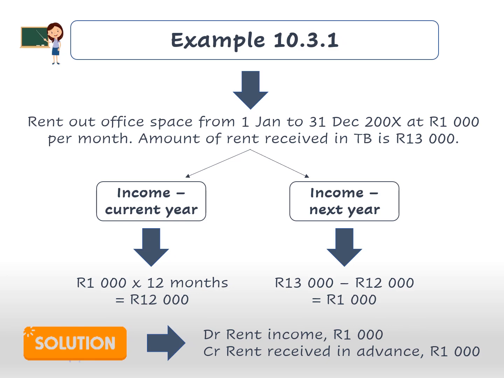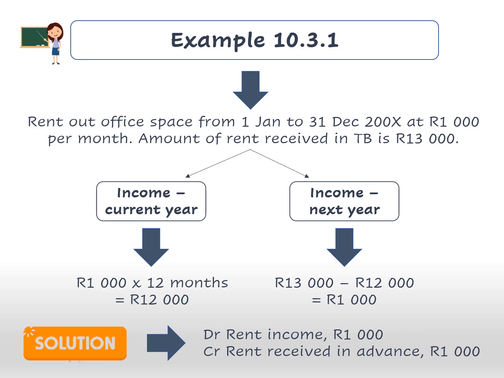In total 13,000 Rand. But that 13,000 Rand credit is too much. It should only be 12. So in order to reduce that 13,000 to 12, you need to debit the rent income account with the 1,000 Rand. So if you balance that rent income account, then it will have a balance of 12,000 Rand. And then we credit what we call a rent received in advance account. And this rent received in advance account is a statement of financial position account. So it's included in the statement of financial position, not the statement of profit or loss. And because we are crediting rent received in advance, it will fall under current liabilities.